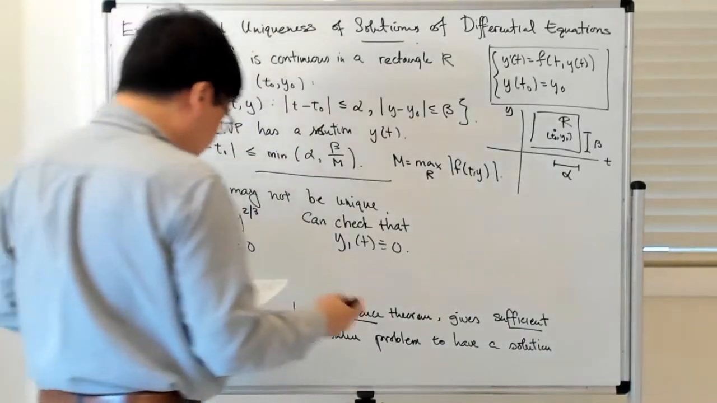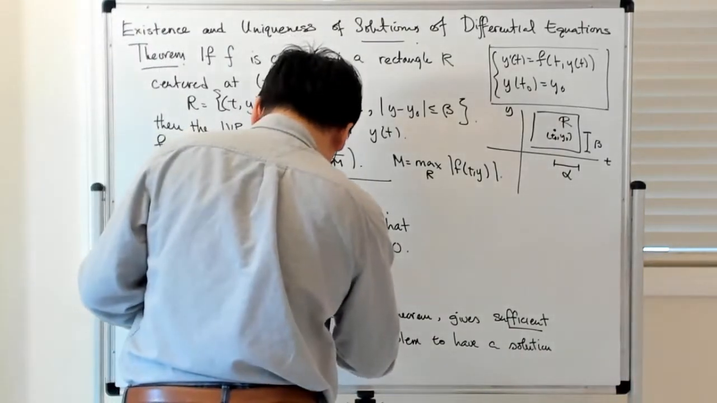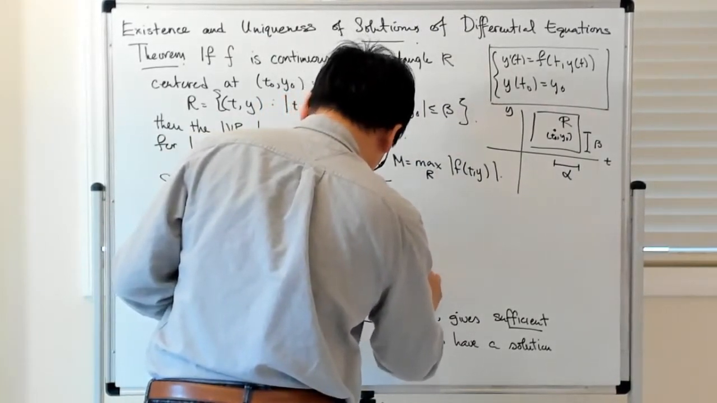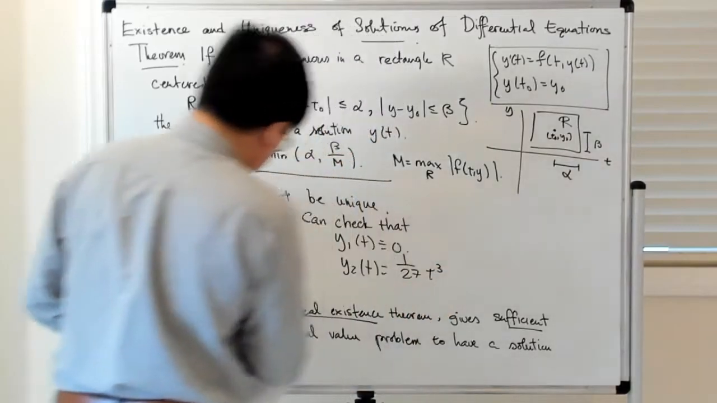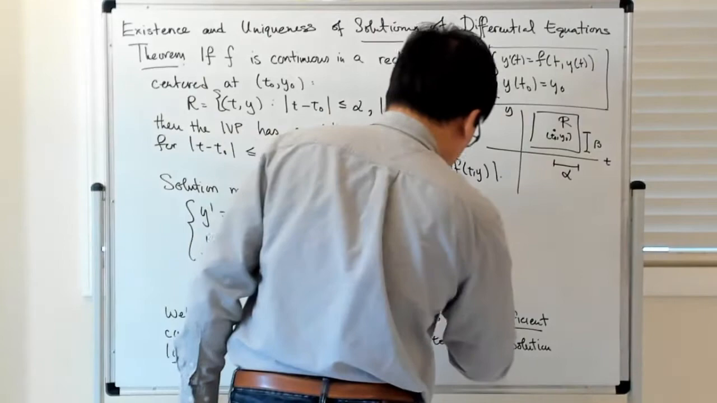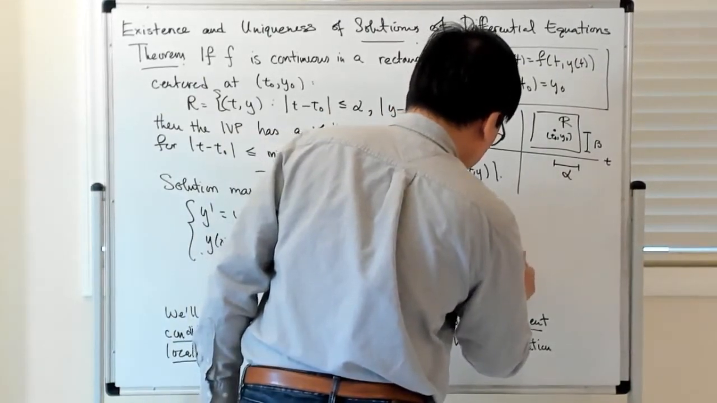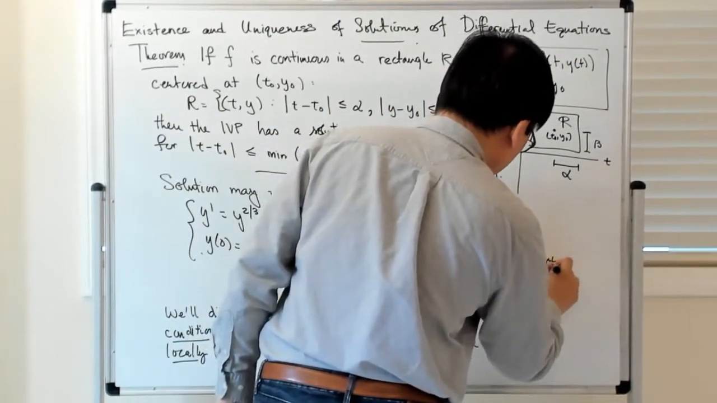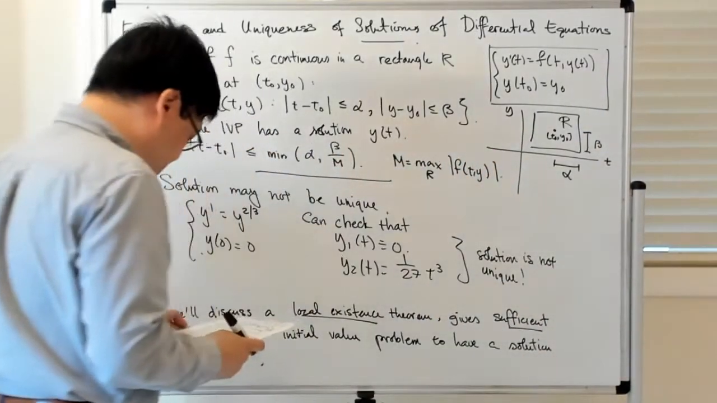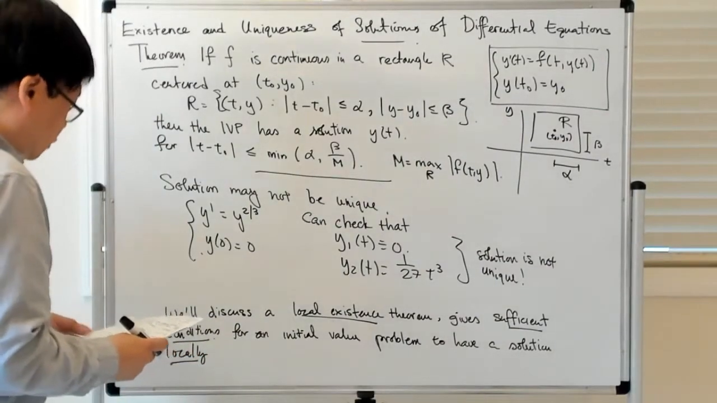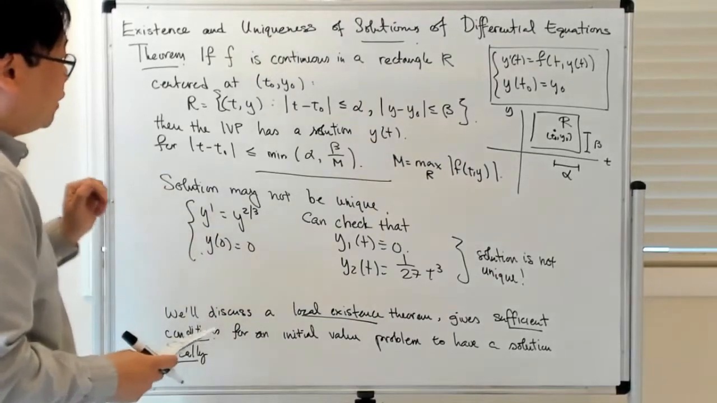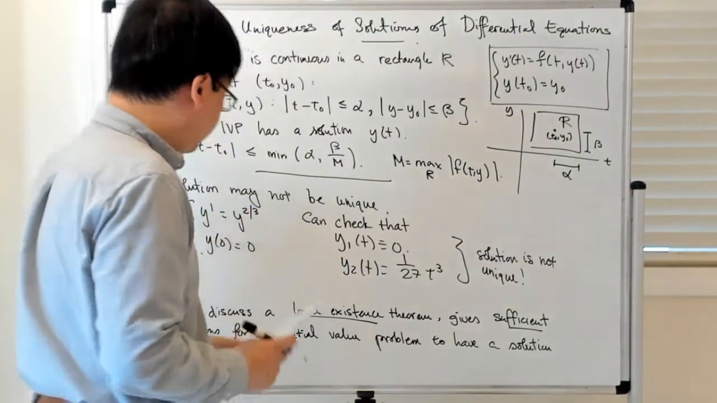But there's another solution. You can also check that y2 of t equals 1 over 27 t cubed is also a solution of this equation. So the point here is that the solution is not unique. There is more than one. So under what conditions can we guarantee that you have a unique solution?